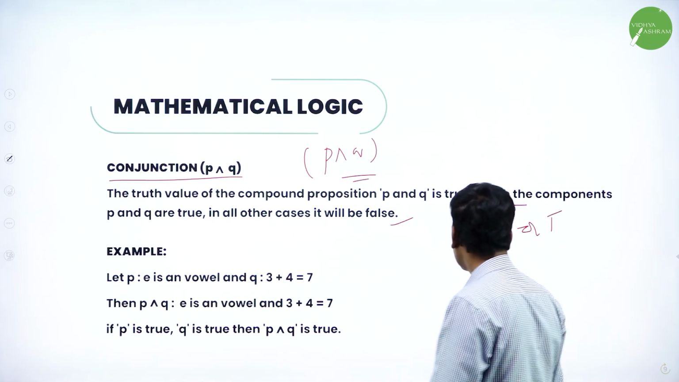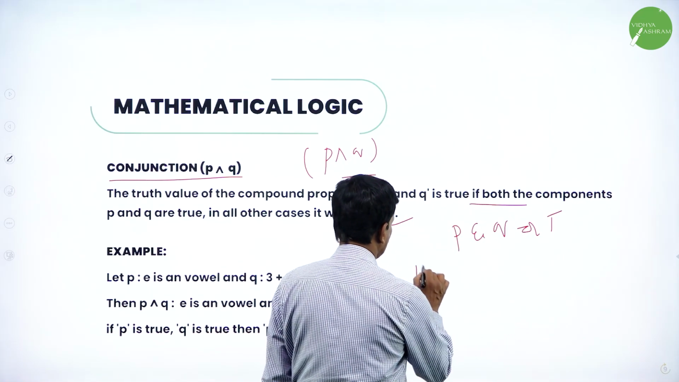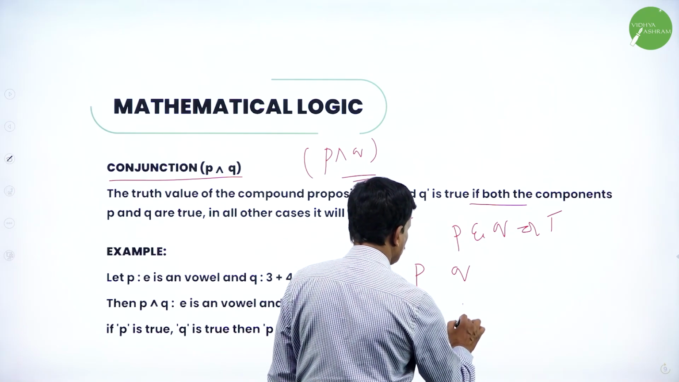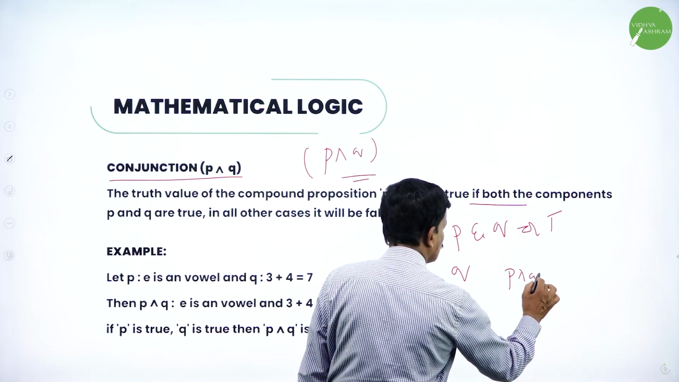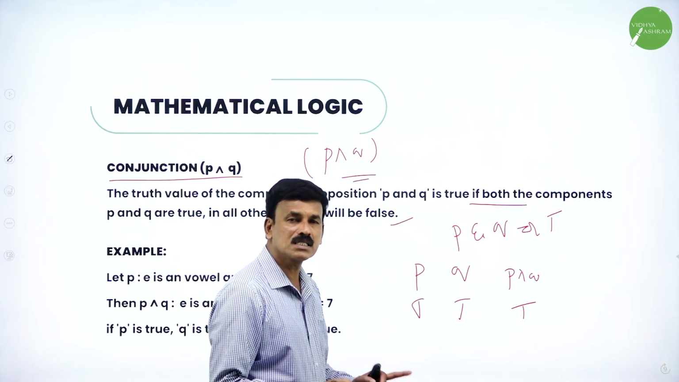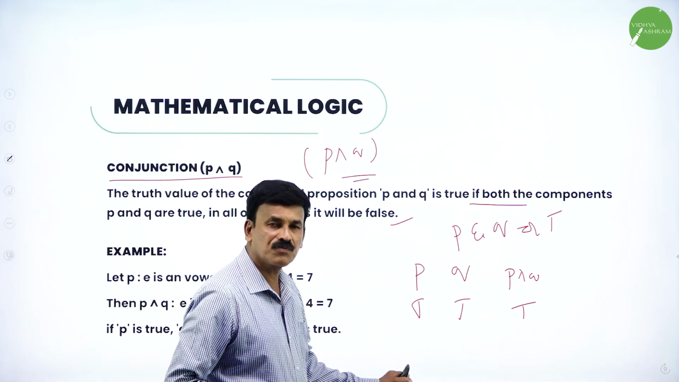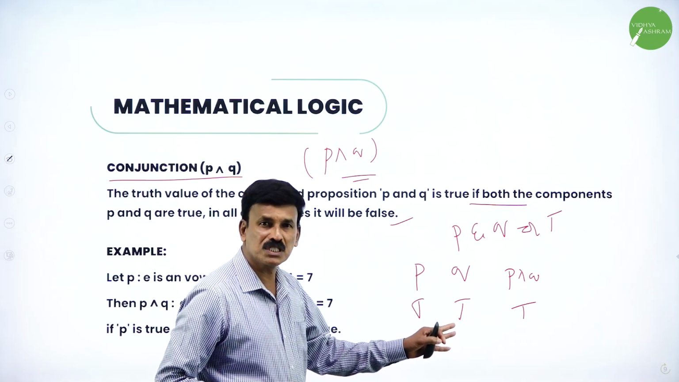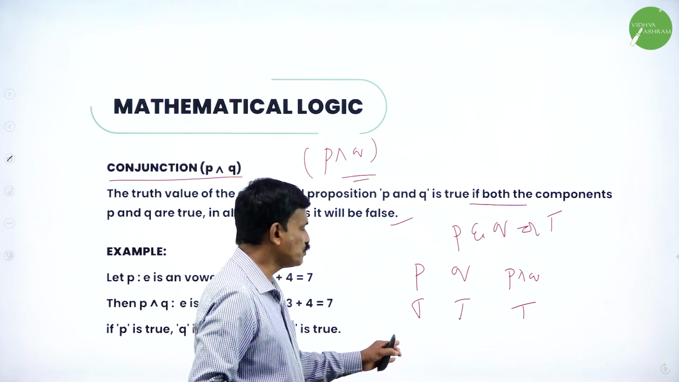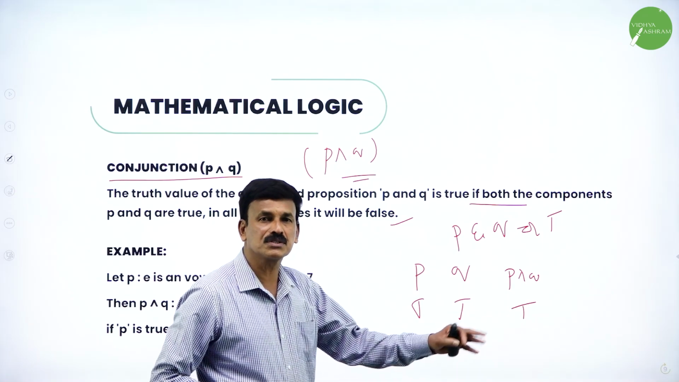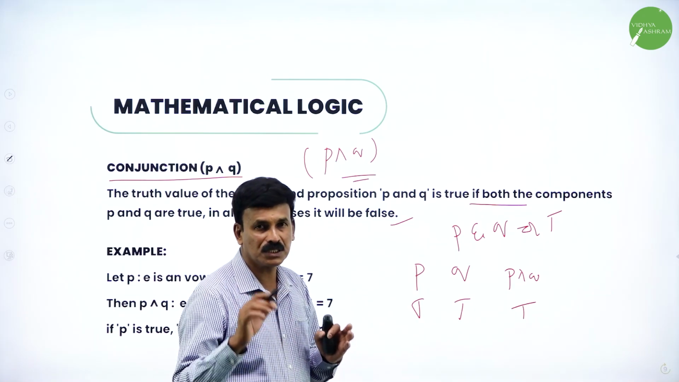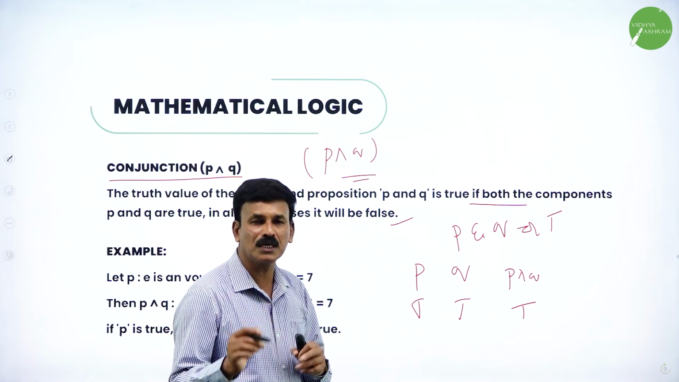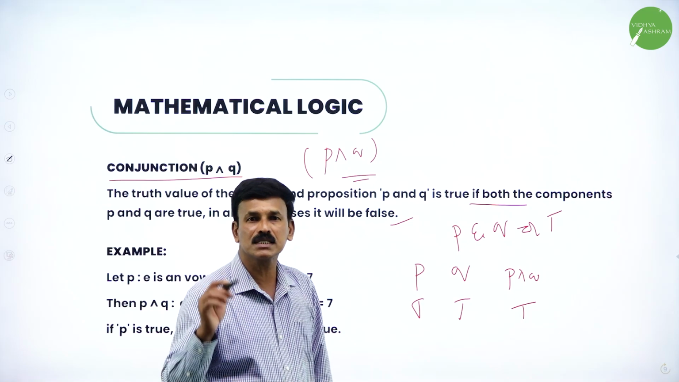That means for a conjunction, if P and Q are any two statements, if P is true and Q is true, then P ∧ Q is also true. In other cases, it is false. If P is false and Q is false, then P ∧ Q is also false. If P is true and Q is false, it is also false. If P is false and Q is true, it is also false. So the conjunction means and. If P and Q both are true, true and true is true. In all other cases it is false.